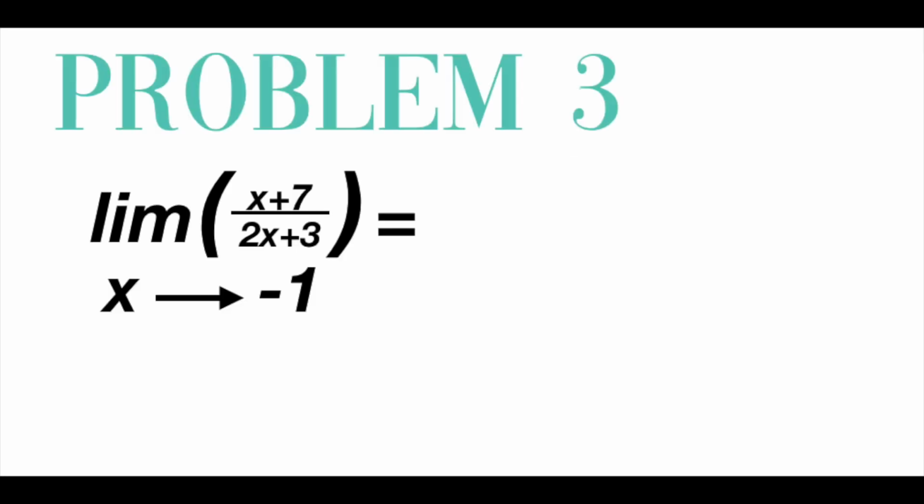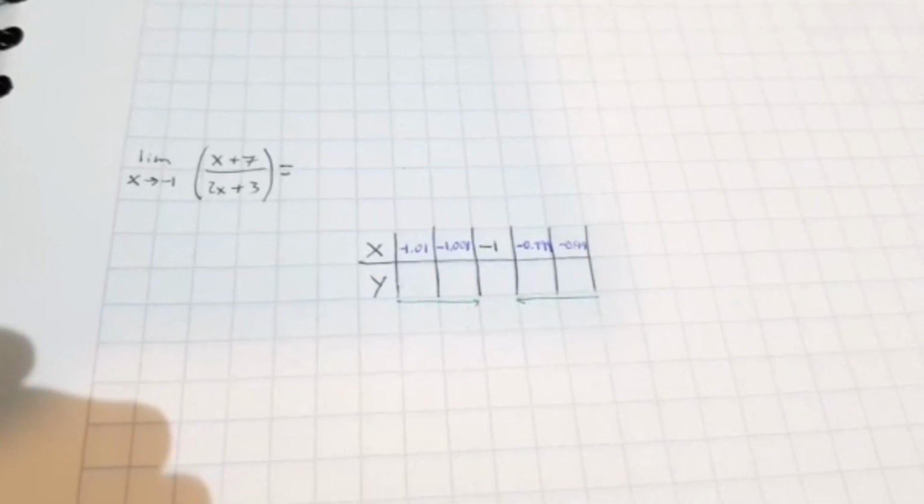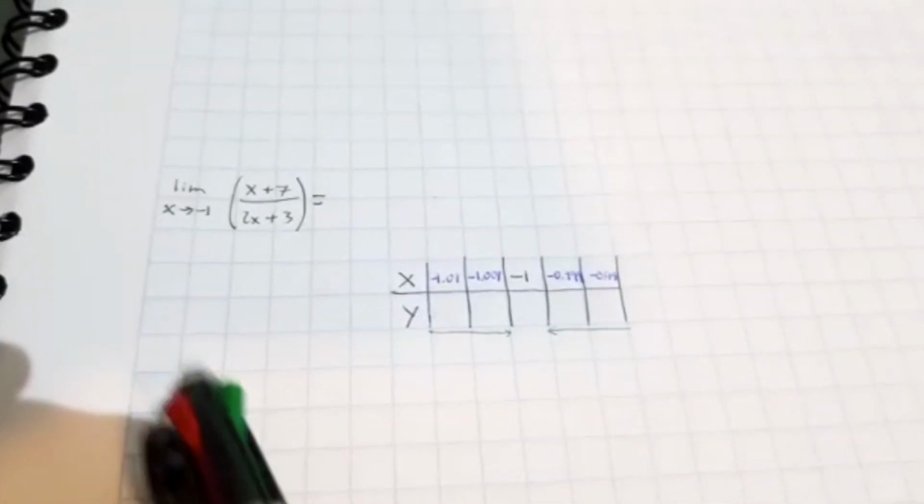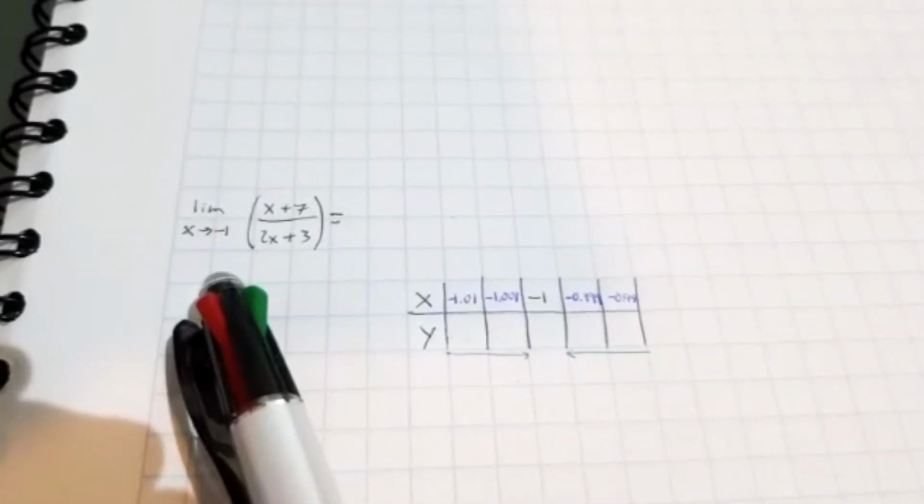Problem number 3 is limit of x plus 7 over 2x plus 3 if x is approaching negative 1. Hi, today we're going to find limits numerically. First, we have the limit of x plus 7 over 2x plus 3 as x approaches negative 1.